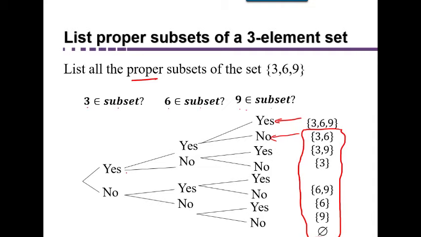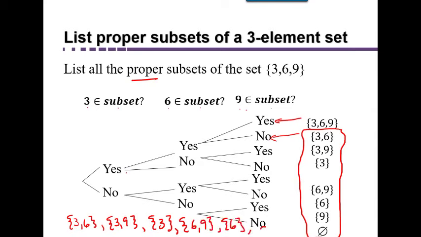Okay, so hopefully you had a chance to jot down what you think each branch represents. The next branch represents 3 and 9 because it's a yes, no, yes branch. The next branch represents just a 3 because it's yes, no, no. The next branch represents 6 and 9 because it's no, yes, yes. Then we have just 6 because it's no, yes, no. Then we have just 9, no, no, yes. And finally, we have the empty set.